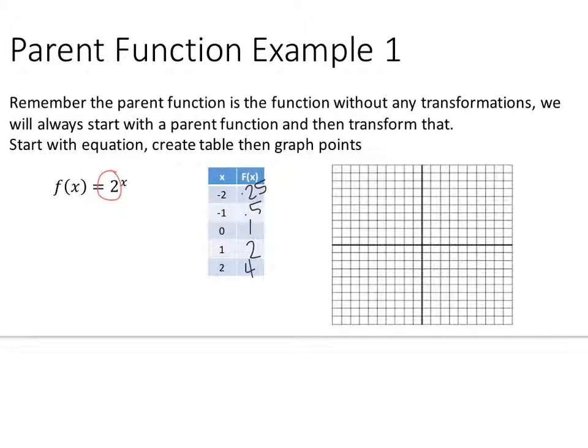So bear with me. I'm going to try graphing this. It's going to be rough. So at -2, I'm going to be at 0.25. At -1, I'm going to be at 1/2. At 0, I'm going to be at 1. At 1, I'll be at 2. And at 2, I'm going to go up to 4. So again, our exponential should always make this kind of ramp. And that's what your graph should look like.